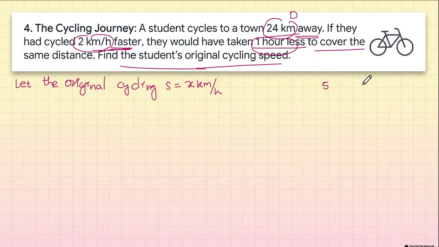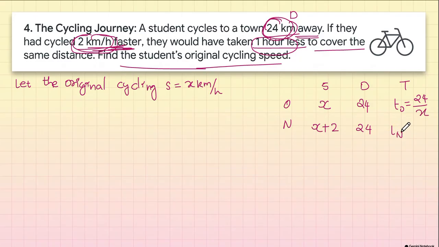So make the table: speed, distance, time. What is the distance? 24 km. So distance is the same. Original speed and new speed. Original speed we have considered x. What is the new speed? If the speed is increased by 2 km/h, faster means addition. So x plus 2 km/h, the new speed is x plus 2. What is the time? Time taken with the old speed is distance 24 upon speed x, and time taken with the new speed is distance upon speed, so 24 upon x plus 2.